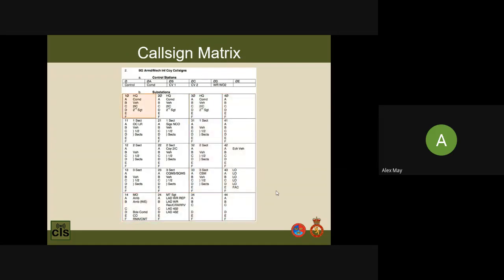So within 1 platoon, we've got the HQ and the 3 sections. Within 2 platoon, we've got the HQ and the 3 sections, and HQ and 3 sections. So it splits it down like that, and gives you the opportunity to go. You'll see that the HQs are all the same. The sections are all the same, apart from a few weird ones that come up there. So that's the weird ones, the ones that are added in.